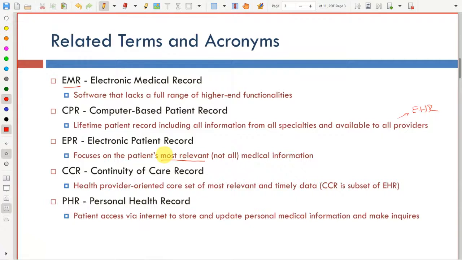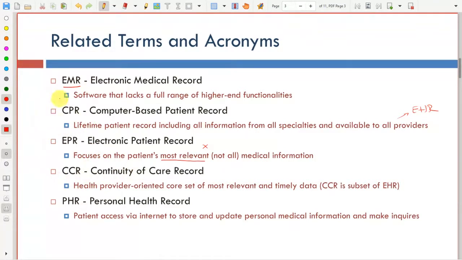So if the software is going to focus on something, I think it's not a good idea. This is not a very good thing to have. But also you can have EPRs or systems that are called EPR that function exactly like EHR.